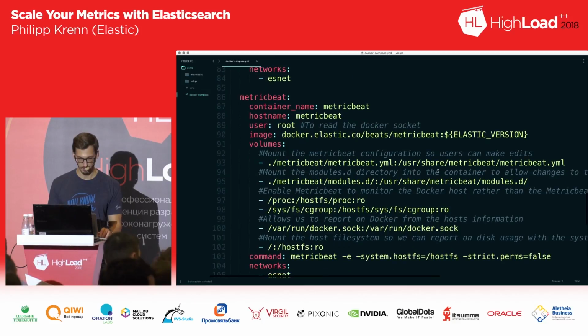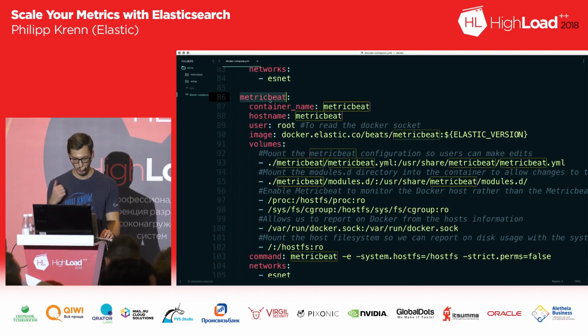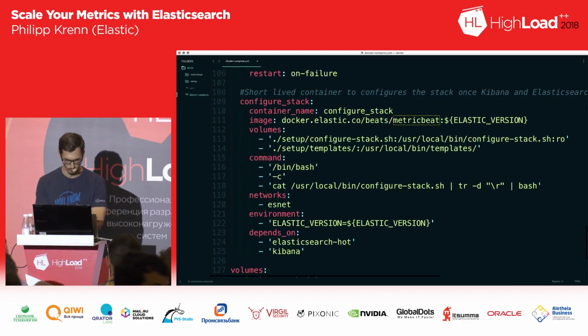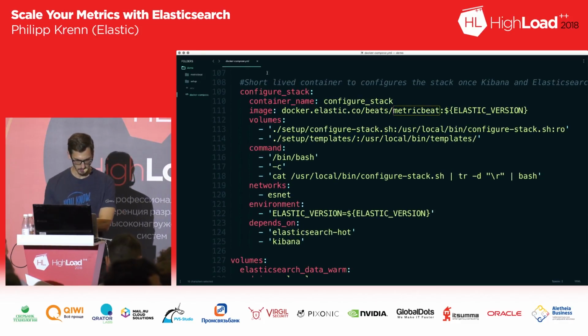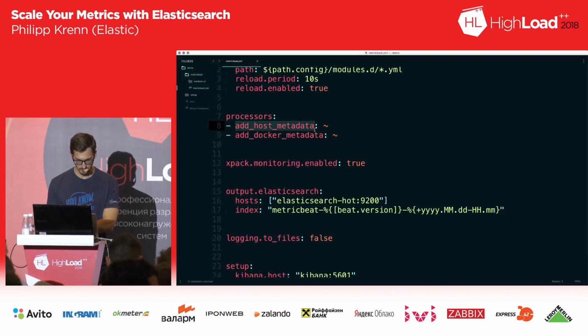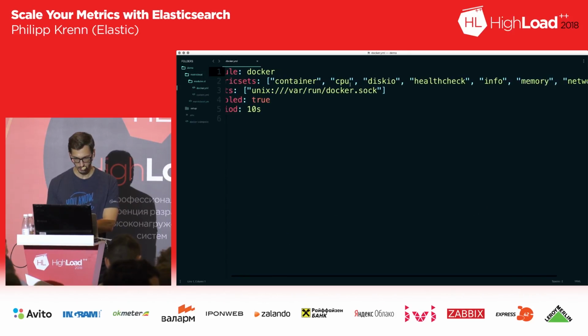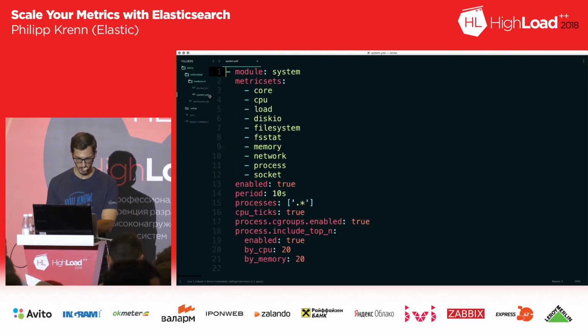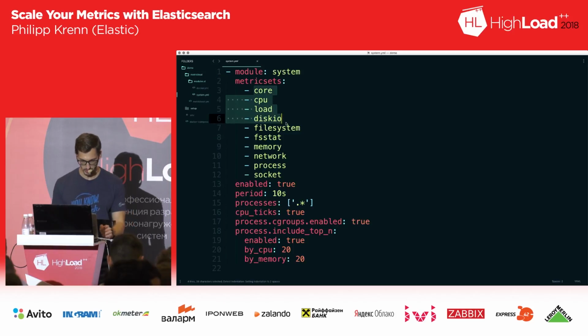Then we have a Metricbeat, which collects metrics. My Metricbeat is collecting system and Docker metrics. Then I have a short-lived container, which is doing some setup for me in the background as well, but that's pretty much it. What Metricbeat is doing is, I want to collect any Docker metadata. I have my Docker module, where I collect these pieces of information from every Docker container that I have running, plus some system metrics like how my system's doing.